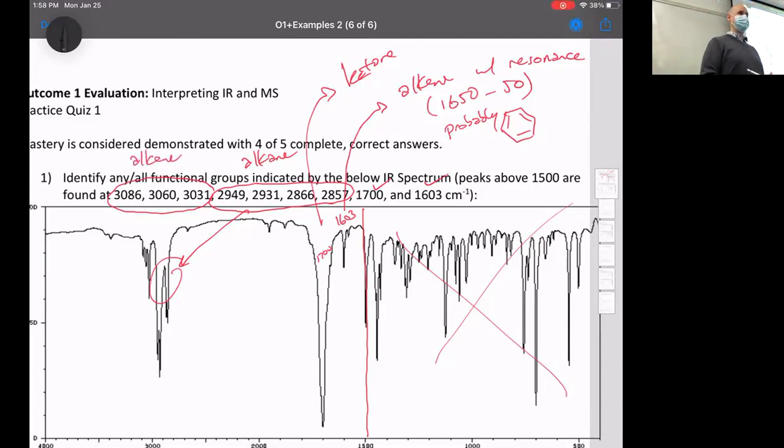Is that new information to you? No, you already told me there was an alkene with resonance. So the fact that you still have an alkene doesn't really tell you anything else. So what functional groups are present in this molecule? I'll give you a hint. They're written in front of you. Ketone and alkene with resonance. That's it.